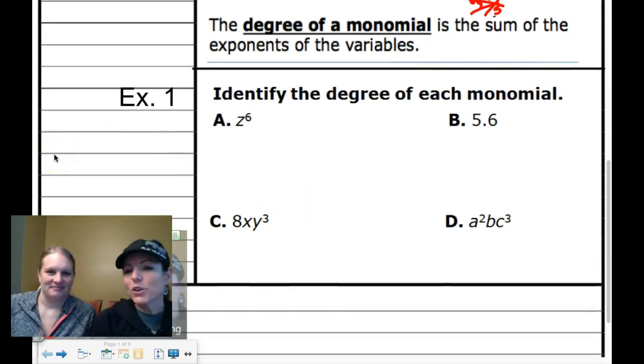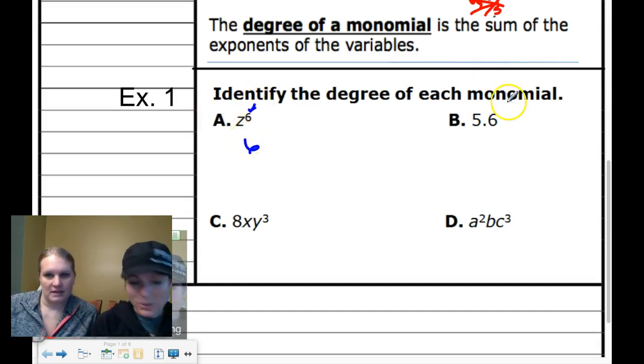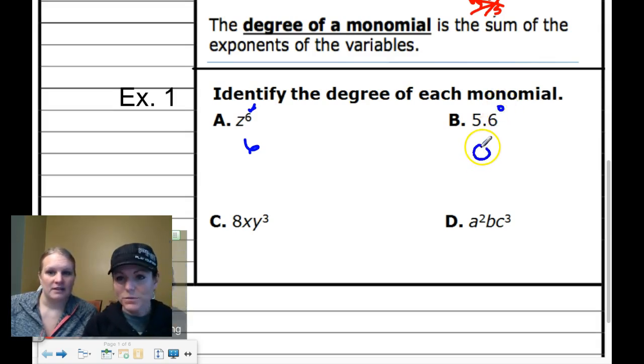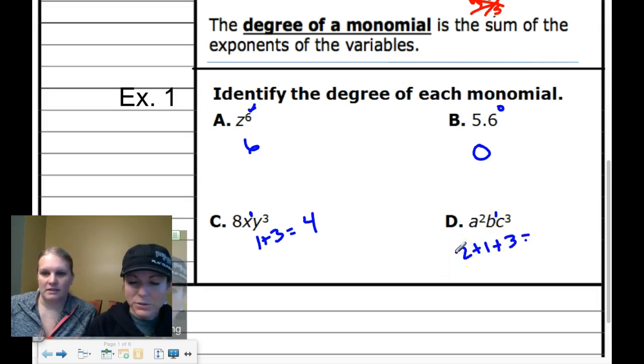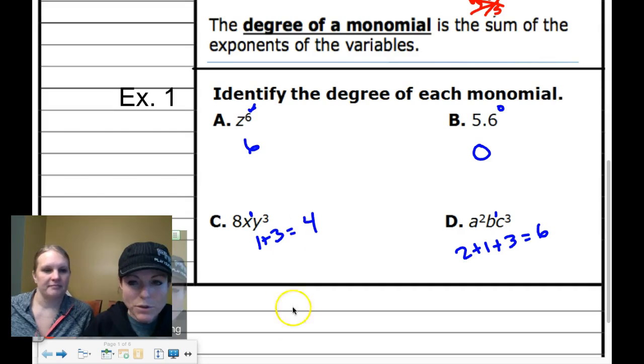Okay, identify the degree of each monomial. Well, this just has one thing, so this is 6. That's it. Let's go to B. This has nothing, so it would be to the 0 power. So it's 0. And ooh, x really has a 1 there when there's nothing there. So we do 1 plus 3 equals 4. And on the next one we have 2. Don't forget the 1. So 2 plus 1 plus 3 is equal to 6. That's it. Okay. Pretty straightforward.